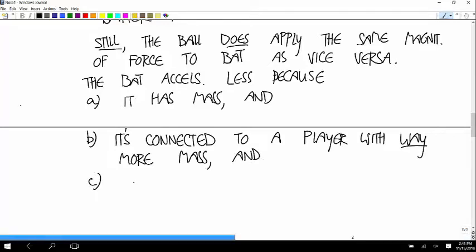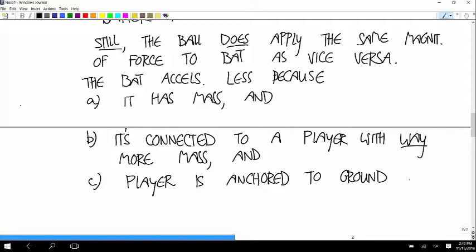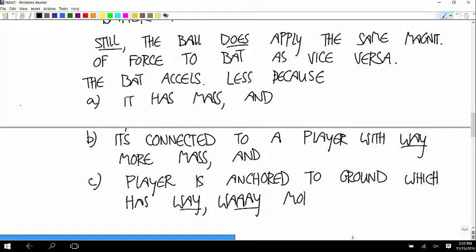And C, the player is anchored to the ground, which has way, way more mass. Okay.